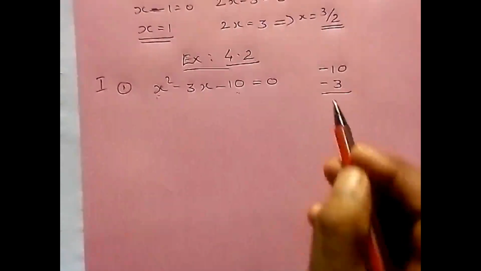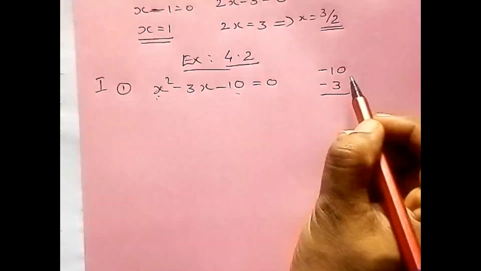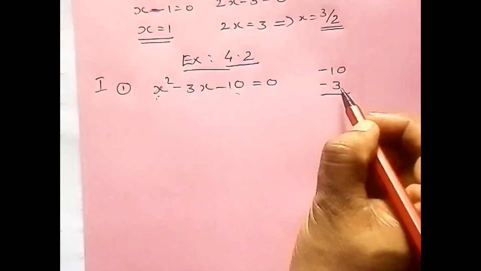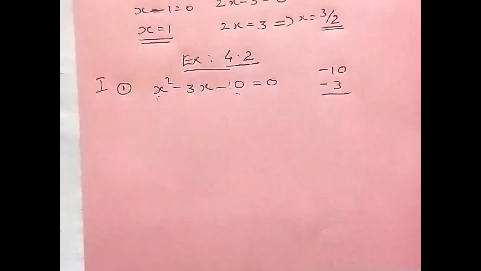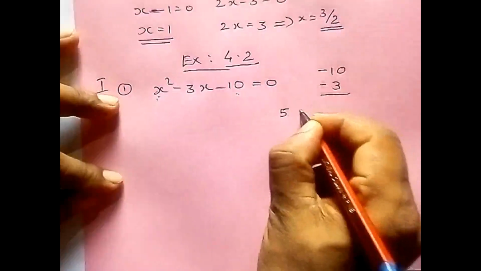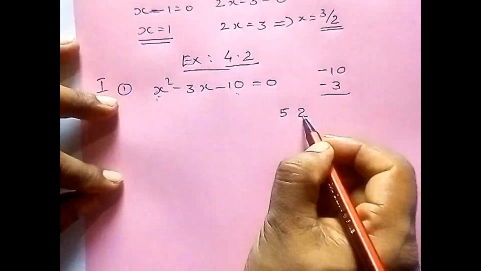Okay, so here the product is minus 10 means one number is positive and the other number is negative, and here the difference is 3 and the bigger number is negative. So we have that much clues. We have two numbers, product is 10 and the bigger number is negative and the smaller number is 3 less than the bigger one. Okay.